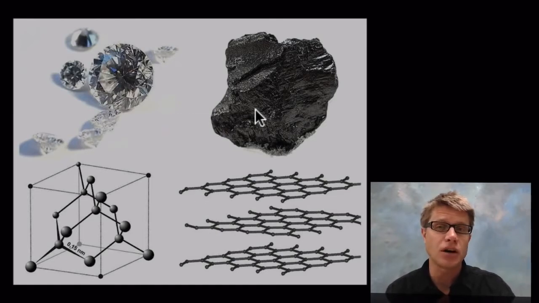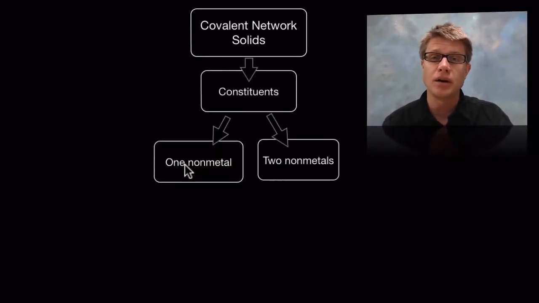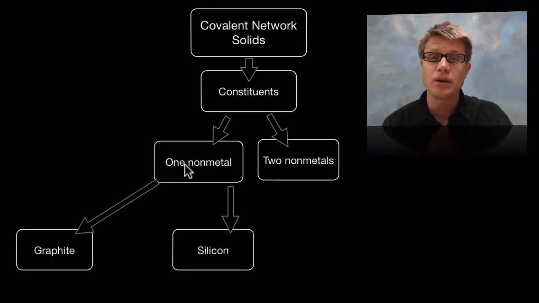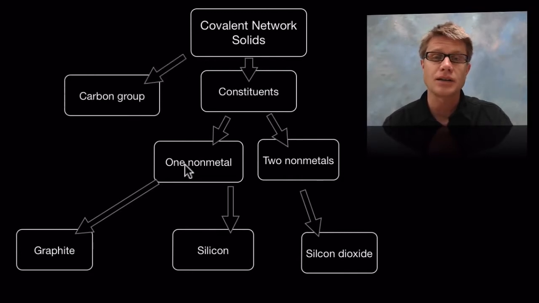But depending on how those carbon atoms are hooked together, we can have one of the hardest things on our planet, a diamond, or we can have something that is going to be broken by the paper that you're writing on. And so covalent network solids are made up of either one nonmetal or two nonmetals. So an example of one nonmetal could be graphite or silicon that we use to make computer chips. An example of two nonmetals might be silicon oxide that's going to make up quartz, or silicon dioxide.